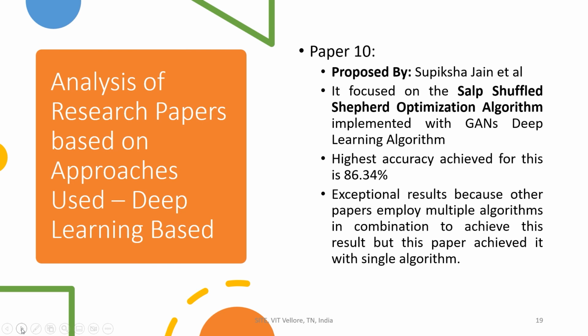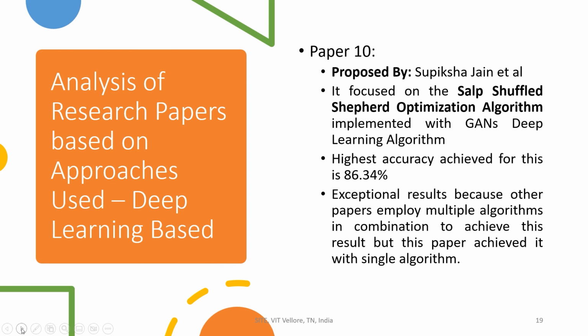Now, the next paper is proposed by Speaksha Jain and the team. It focused more on the Salp Swarm with Shuffled Shepherd optimization algorithm, which was implemented with the GAN deep learning algorithm. These two happen to be very renowned algorithms in use. Now, the Triple SOA algorithm is a hybrid optimization algorithm, which is a combination of both the Salp Swarm algorithm and the shuffled shepherd optimization algorithm.